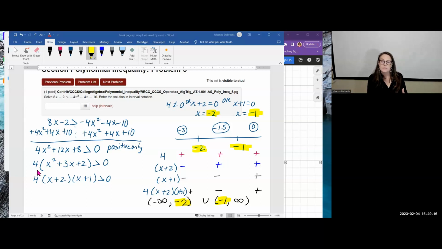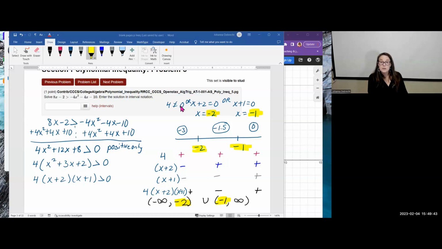Now, the 4 is not going to give me a solution. It's always 4. It's never 0. But it is a factor, and it will affect the solution set. Then we're left with x squared plus 3x plus 2, which factors as x plus 2 and x plus 1. Now we have three factors, 4, x plus 2, and x plus 1. And you'll see over here we have lines for 4, x plus 2, and x plus 1.